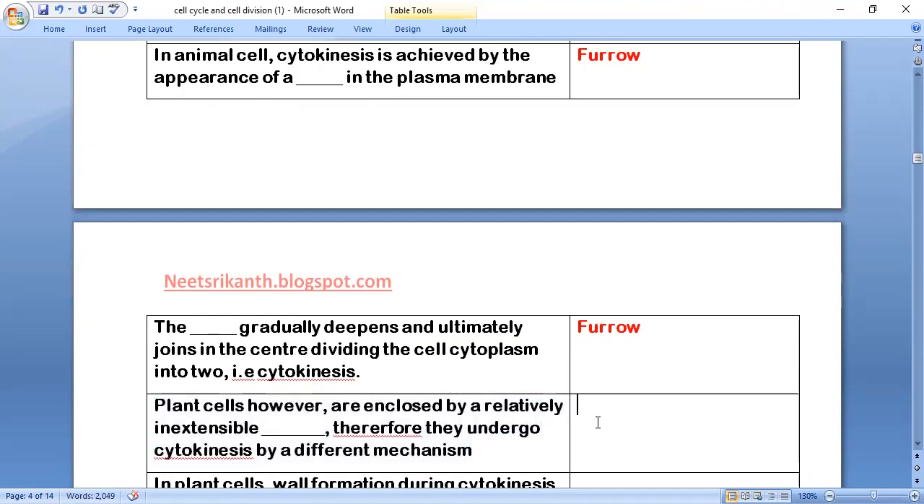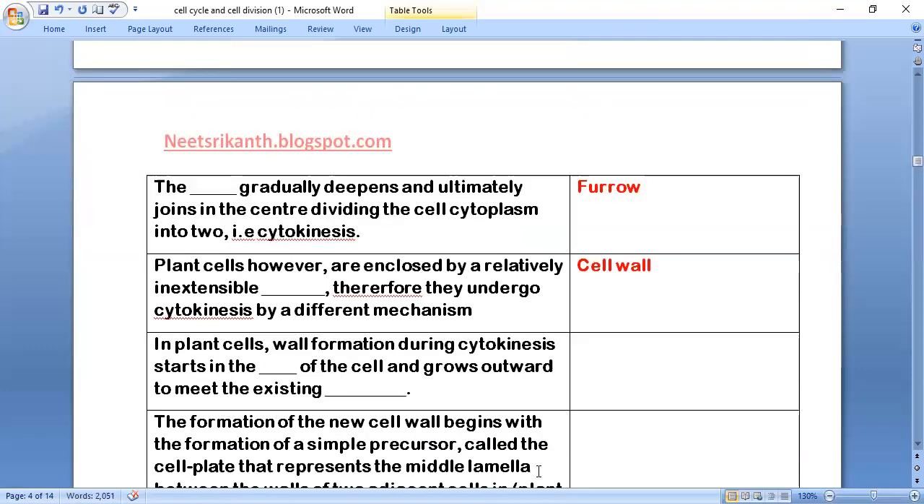Plant cells, however, are enclosed by a relatively inextensible cell wall. Therefore, they undergo cytokinesis by a different mechanism. In plant cells, the formation of the new wall during cytokinesis starts in the center of the cell and grows outward to meet the existing lateral walls.